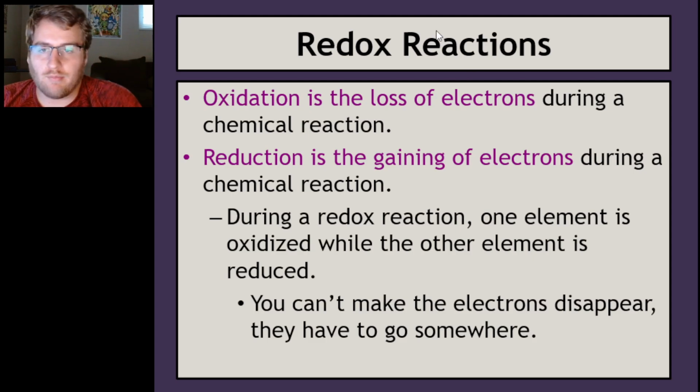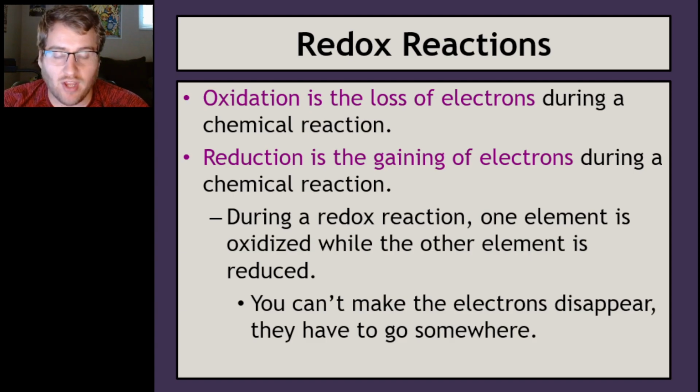We have 2 vocab words that are incredibly important. First is oxidation. Oxidation is the loss of electrons during a chemical reaction. That carbon, right, just lost electrons. So it was oxidized. Reduction is the gaining of electrons during a chemical reaction. That oxygen gained those 4 electrons, so it was reduced. So it's really important to know each of those 2 words.